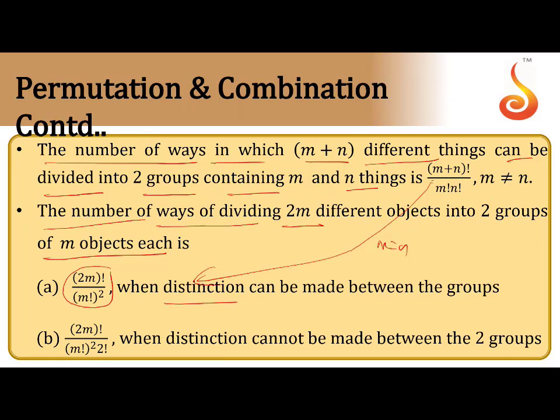So here the distribution can be made between two groups. When the distribution cannot be made between two groups, that is, between two persons, the extra 2 factorial will come in, because the required arrangements become different. That is the logic. When it is between groups you can do (2m) factorial by (m factorial) whole square. So we are taking the case of distribution between persons, and in that case you can take the formula.